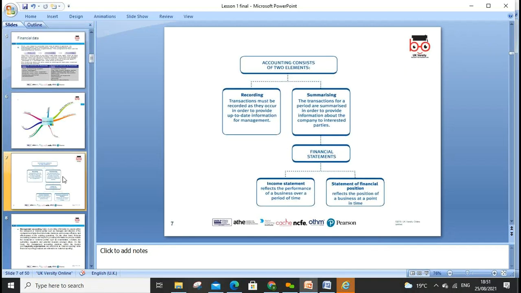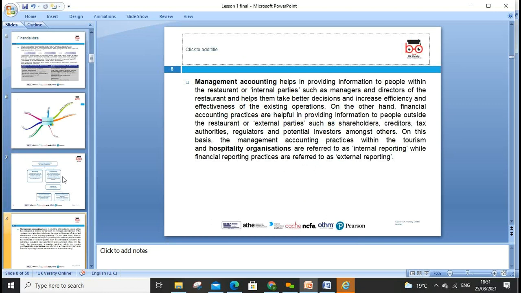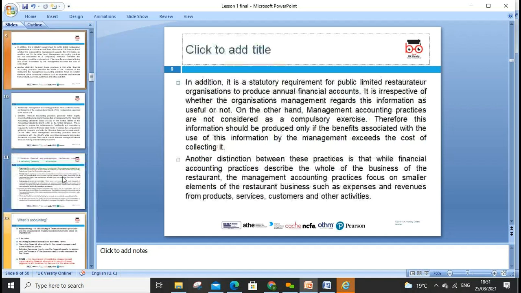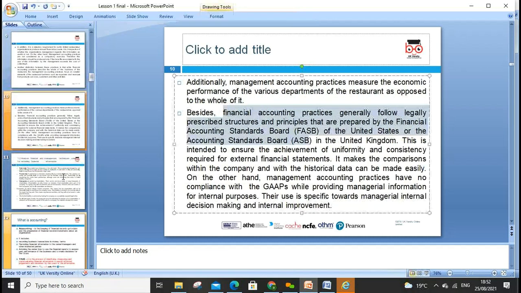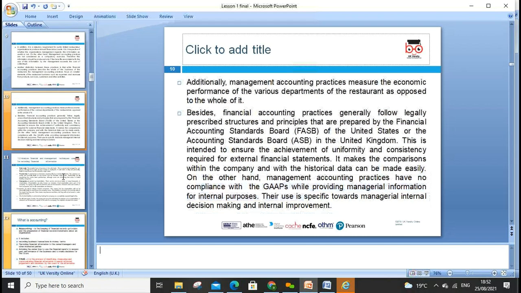So accounting consists of recording the transactions with the rule of double entry, then summarizing them in the trial balance, and then preparing the statements according to the legal requirements. Management accounts are for internal use, to see how much money is coming into the business and how much is going out. The financial accounts we prepare to meet the legal requirement. So that is all about this discussion. Okay.